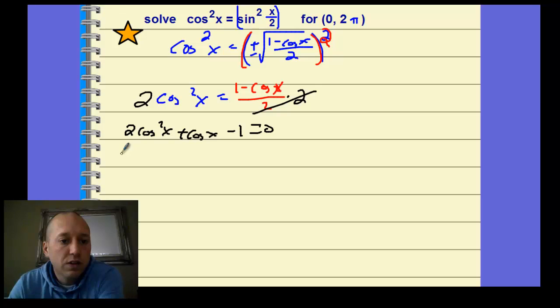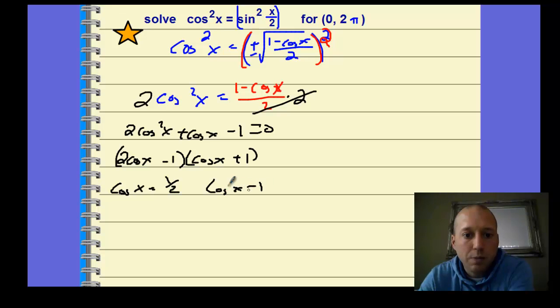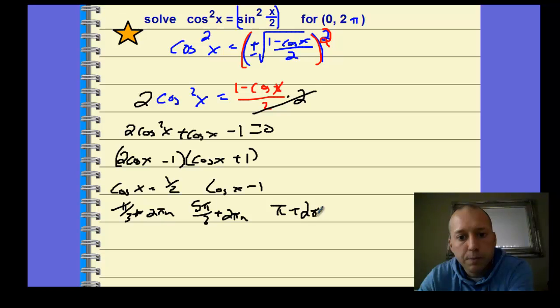So now we can factor this, which should look quite familiar to a previous problem we've already done today. So we want a positive 1, negative 1, and so we actually get the same exact answers as the previous solving problem because cosine equals the same two values. We have the pi thirds plus 2 pi n, the 5 pi thirds plus 2 pi n, and then the pi plus 2 pi n. Those are all the possible solutions.